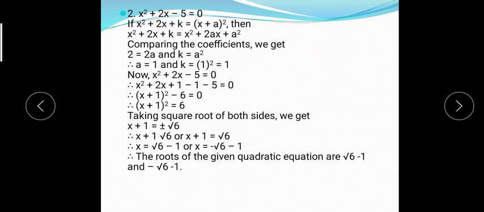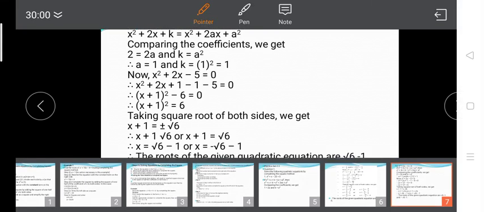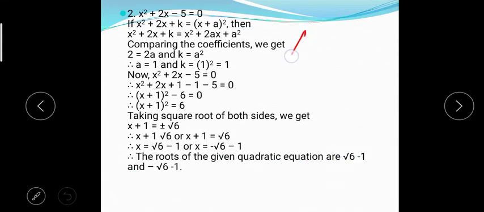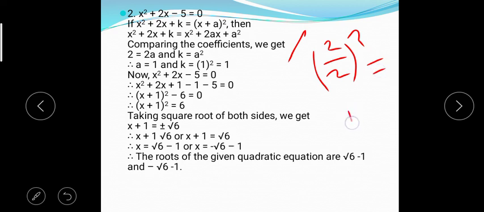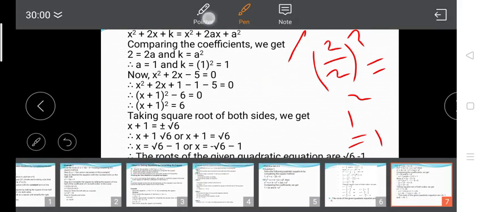1 square, so 1. In this way also, this is optional. See here, 2 by 2 whole square, that is equal to 1 square, that is equal to 1. In this way also you can take.